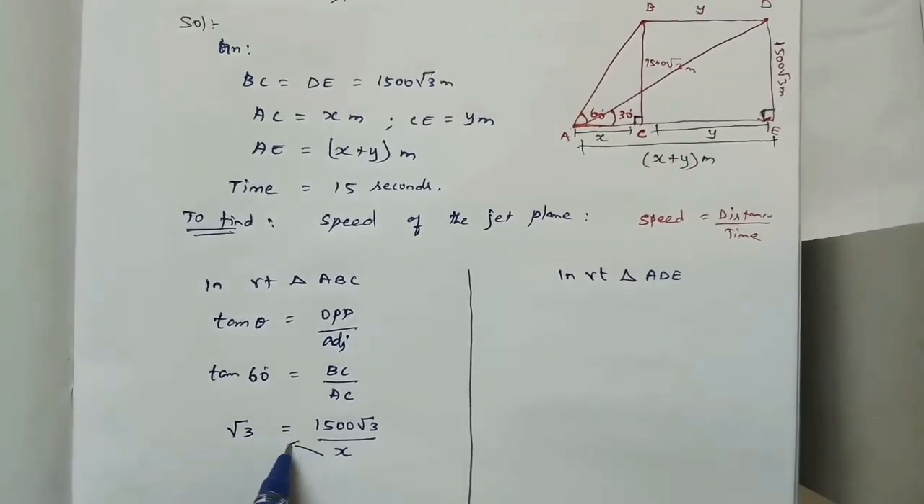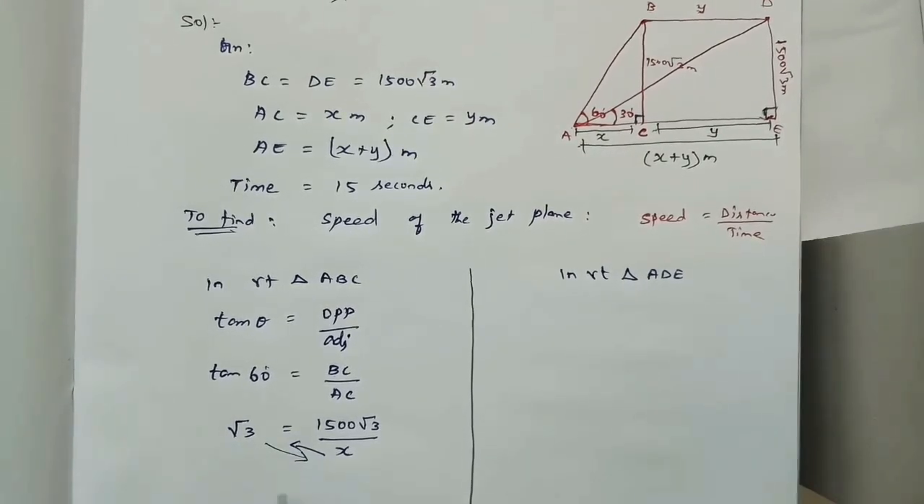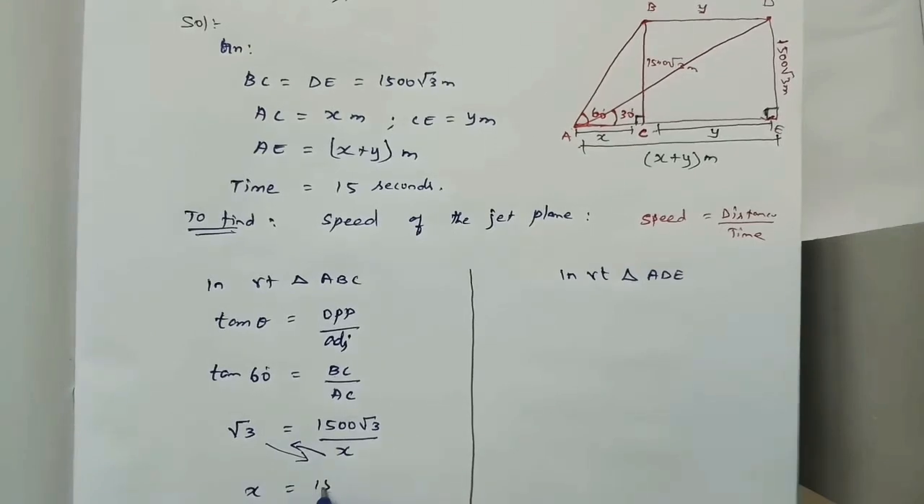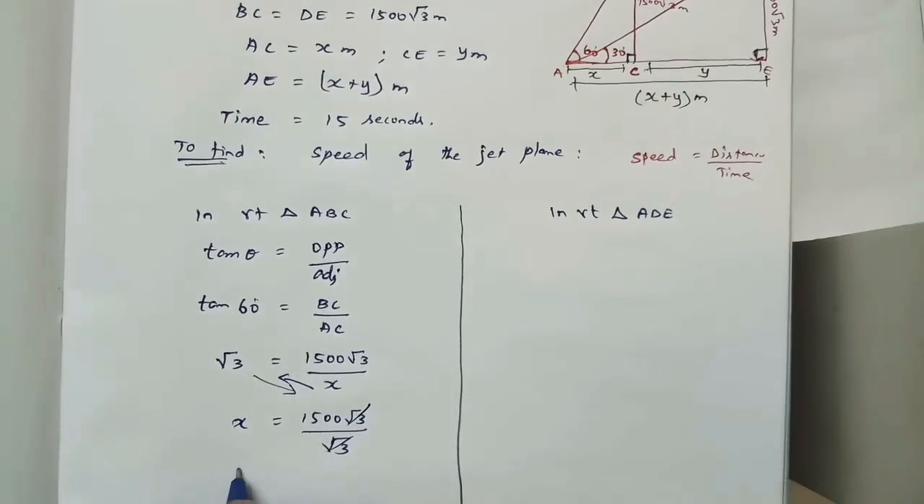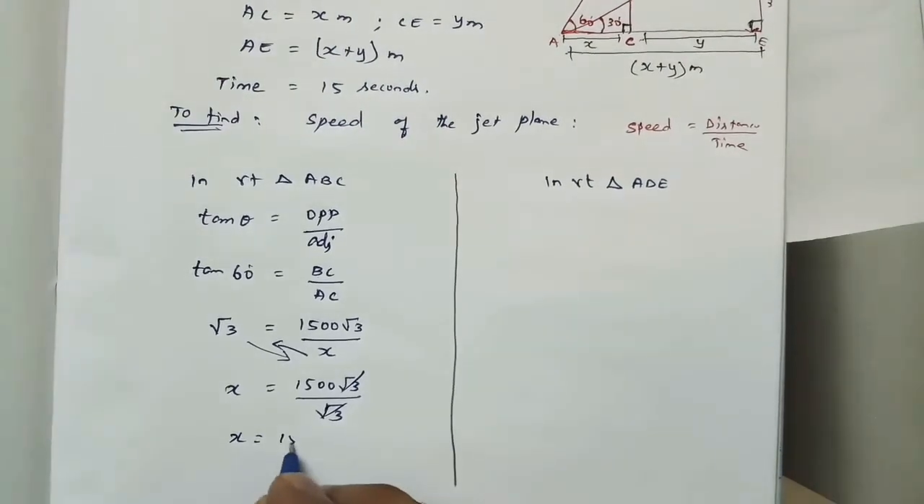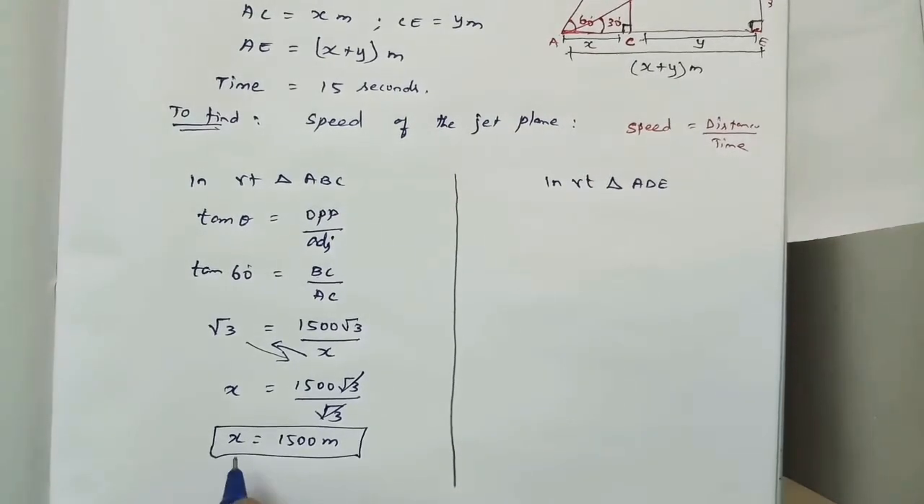Bringing x to the LHS and root 3 to the RHS, x is equal to 1500 into root 3 divided by root 3. Root 3 will cancel, so x is equal to 1500 meter. Now we have found the value of x.